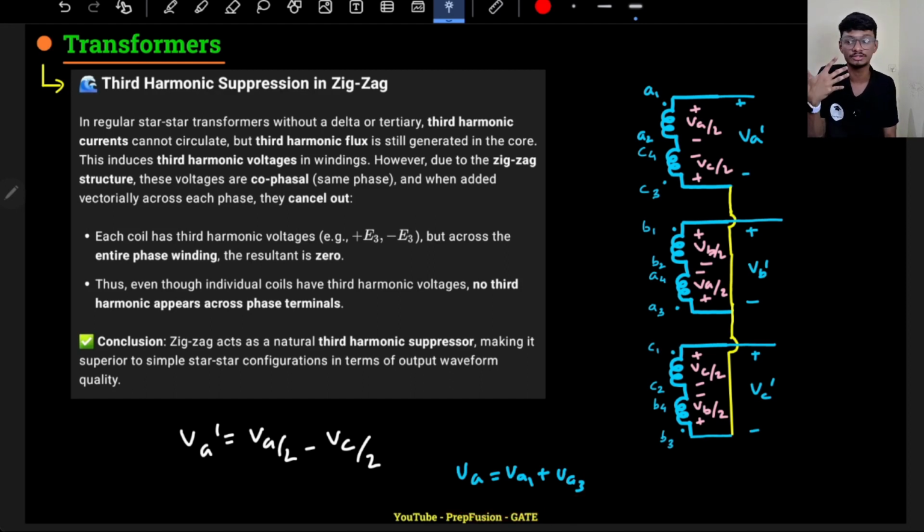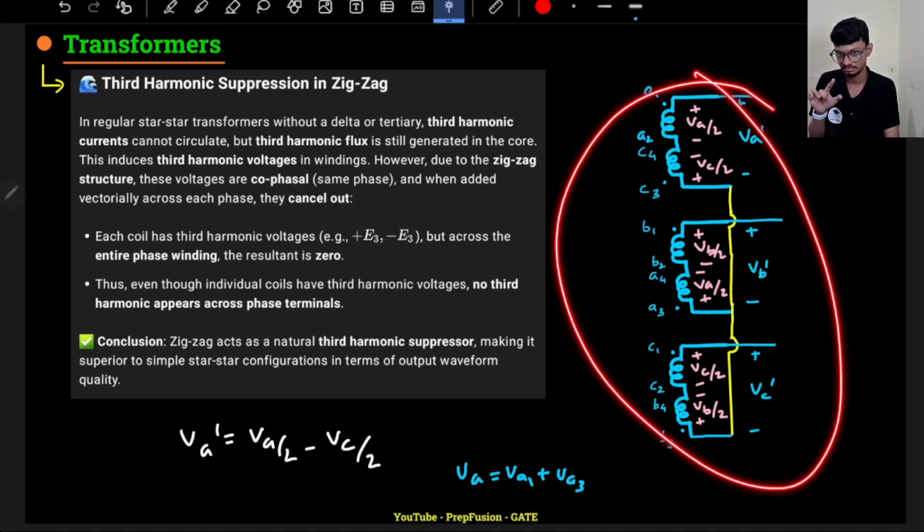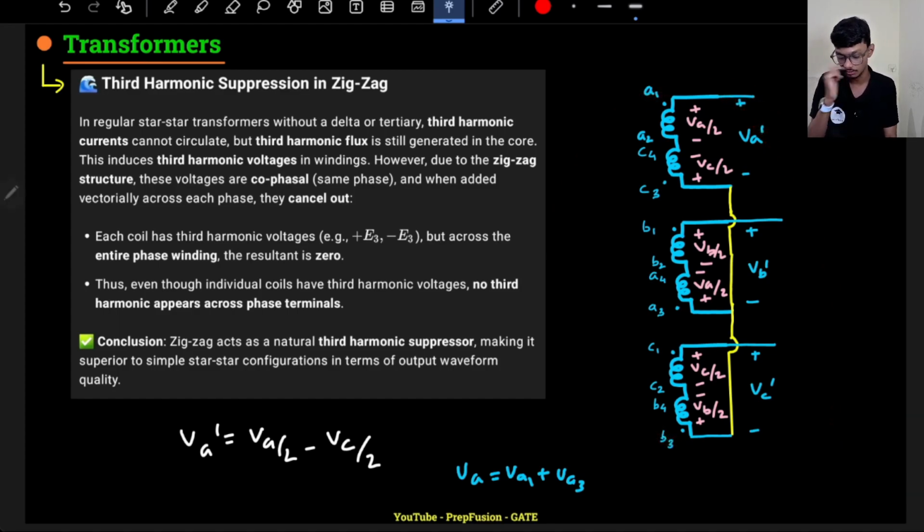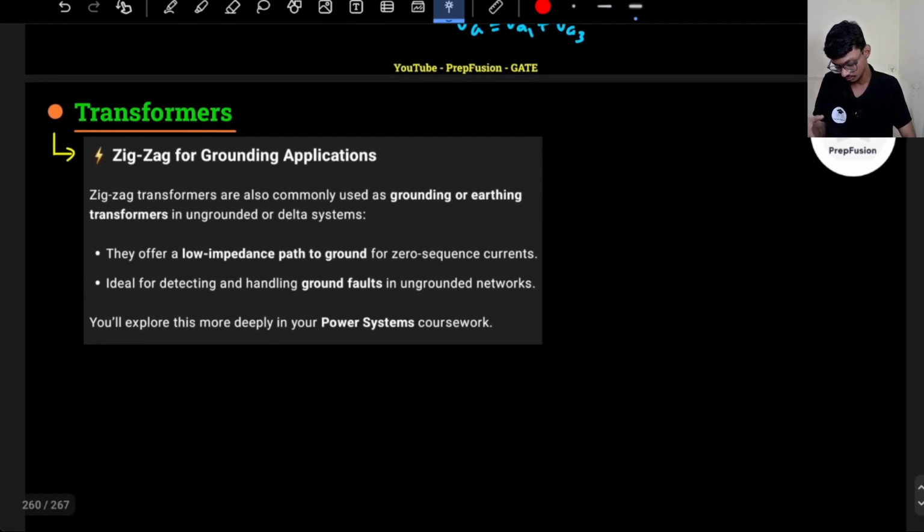So that's why zigzag is used if I don't want to use delta connection and I want star only, so I will use zigzag connection. That will help us remove the harmonics. So a very important point: how does zigzag connection remove the harmonics? Zigzag acts as a natural third harmonic suppression, making it superior to simple star-star. So we generally never use simple star-star connection. We either use star-star with tertiary winding or star-star that is zigzag connected. That is the best way to use star-star connection if you want to use star-star only. That is the advantage, so that's why zigzag is used.